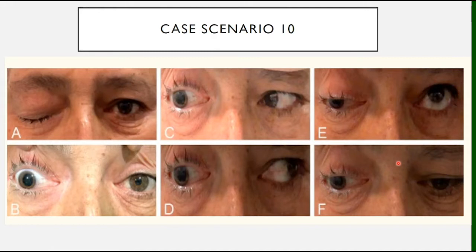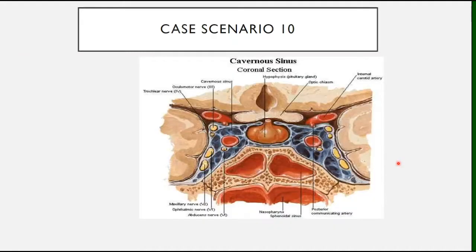Looking down. Can you look down? It's incomplete. So what do you think? Yeah, so it's cavernous sinus syndrome. Okay, so you can see cavernous sinus. We have 3, we have 4, we have 6, V1 and V2, and then there is the internal carotid artery as well.